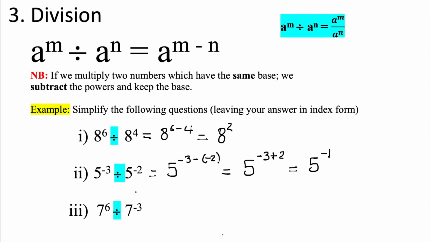So for our final example, they have the same base, so we keep the base. The operation is division, so we know that we're going to subtract the two powers. So we're going to have 6 minus, open bracket, negative 3. So this is equal to 7 raised to the power of 6 plus 3. So our final answer is 7 raised to the power of 9.